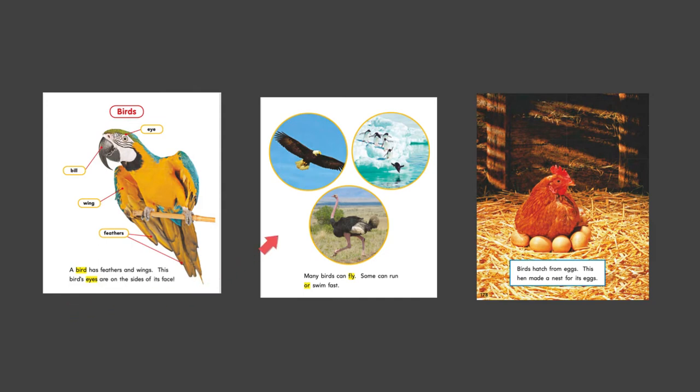In the next page, we see 3 different types of birds. I see an eagle, some penguins, and an ostrich. It says, many birds can fly. Some can run or swim fast. In our last picture, we see a chicken. It says, birds hatch from eggs. This hen makes a nest for its eggs.